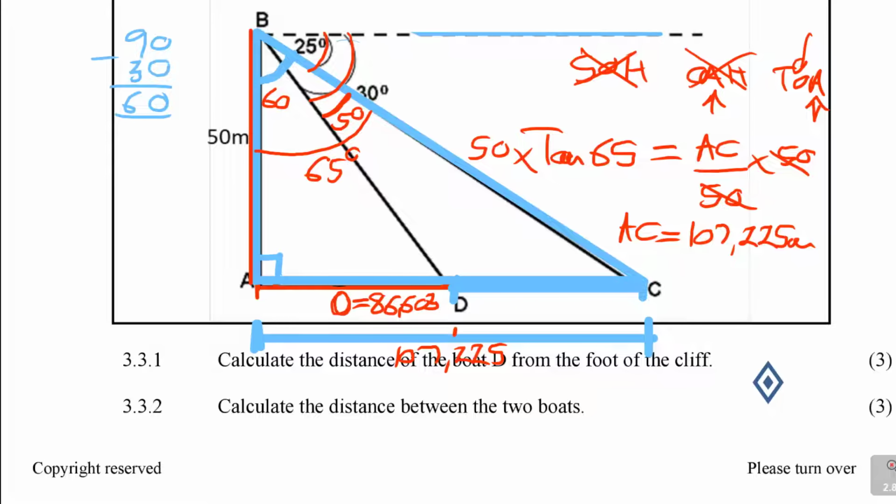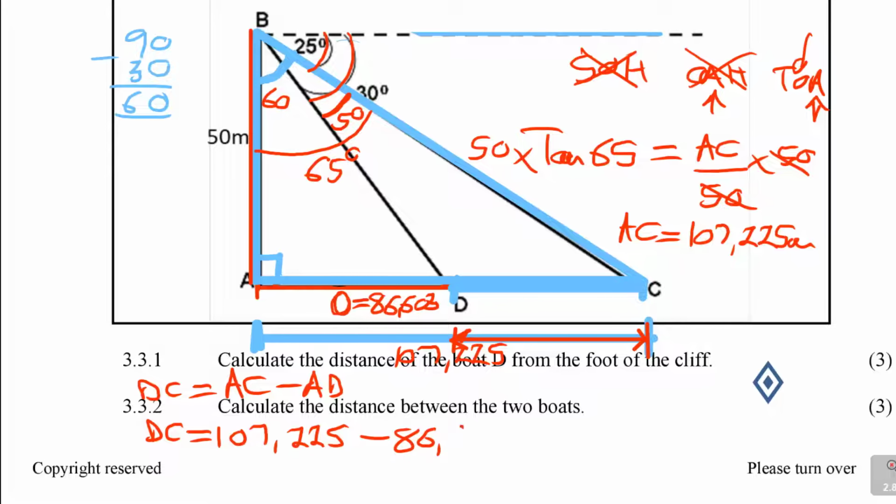I just want this portion here, from here to here. You see? So from here to here, I subtract. So you're going to say distance between the two poles, which is DC, is equal to 107,225, which is from AC. So in a way, that distance is DC. Let me write it on top here. DC is equal to AC minus AD. So which is that? Minus 86,603. Then it will give you now that particular distance.